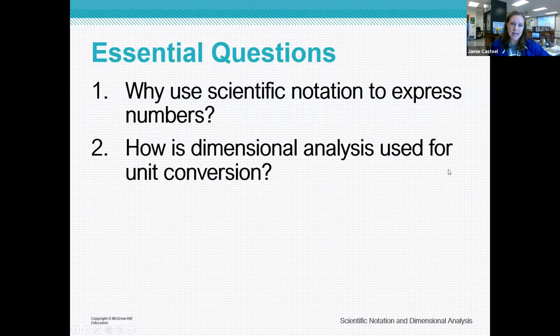Here are the questions that I hope you can answer by the end of this lesson. Why do we use scientific notation to express numbers? What's the point? And number two, how is dimensional analysis used for unit conversion? What's the point of setting it up the way it is? There's a rhyme to the reason, I promise.